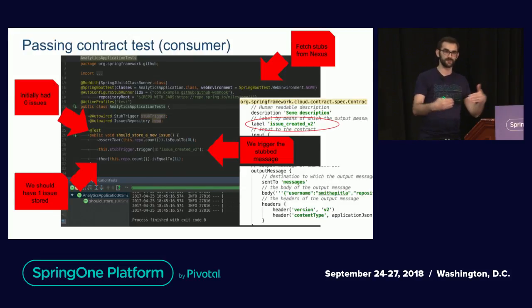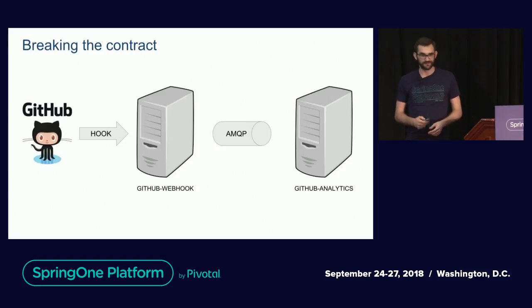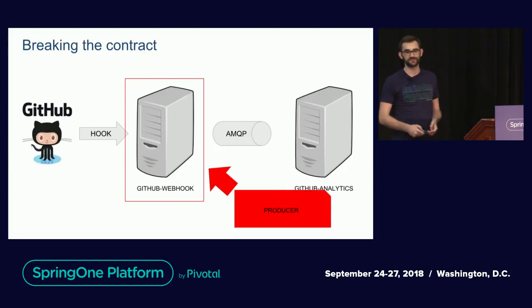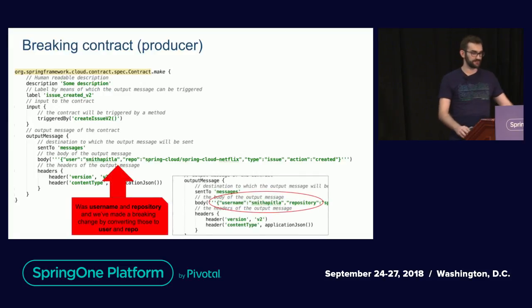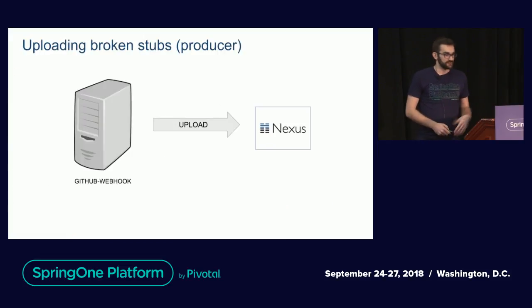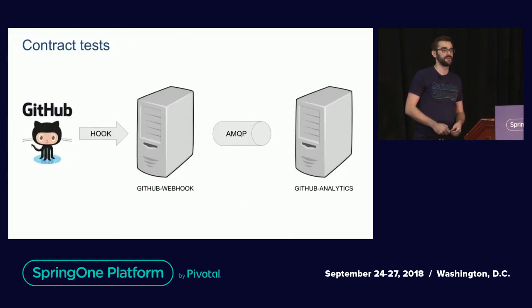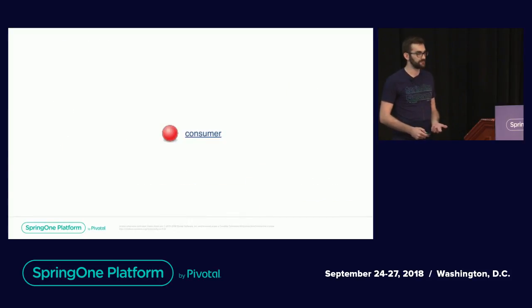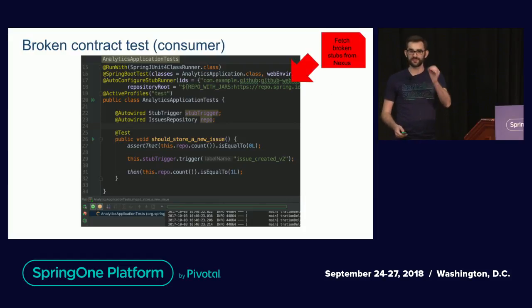Great. So this is the first thing about contract tests: on the build side, you can verify if things work fine. What if they don't work fine? So let's assume that somebody's insane and decides to break the compatibility. So we no longer have username and repository. Now we will have user and repo because it's shorter, right? So why not? We're going to save some bytes. So GitHub webhook, let's say, uploads the stubs to Nexus, the broken ones. And now if we're on the consumer side, what happens is the build will be broken. Why is it so? Because we're going to fetch the fresh stubs from Nexus.